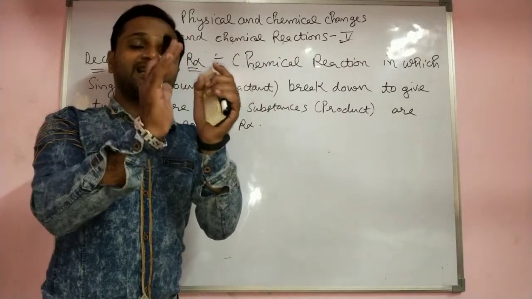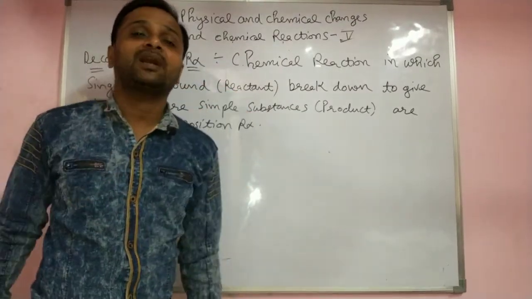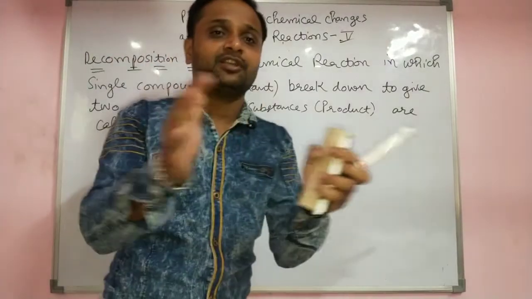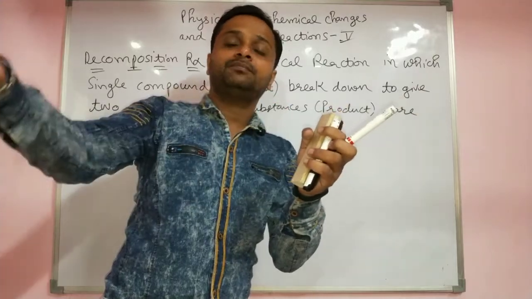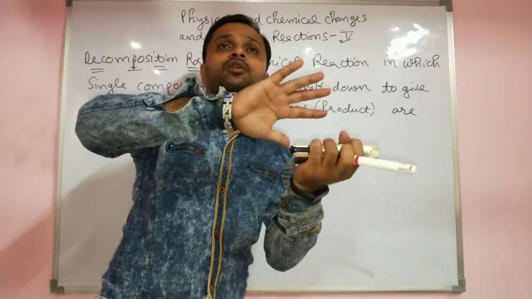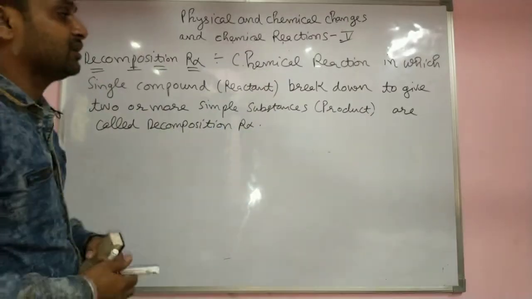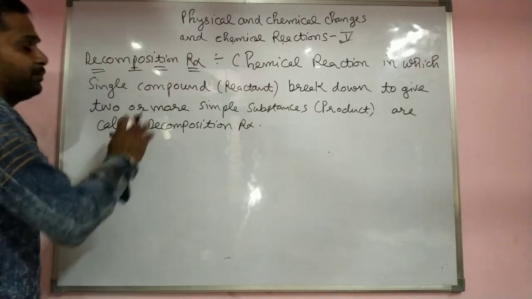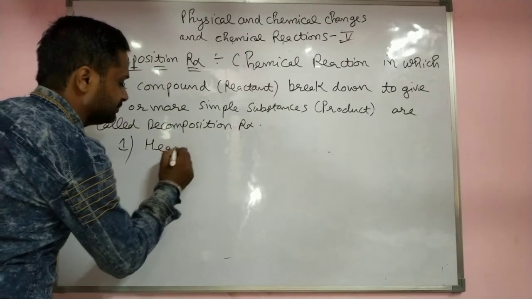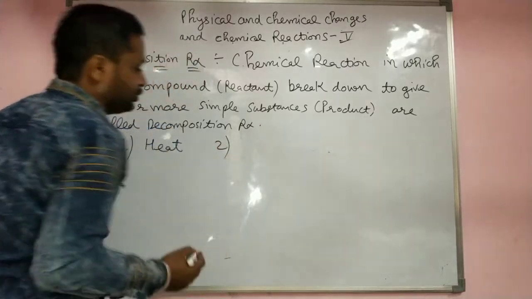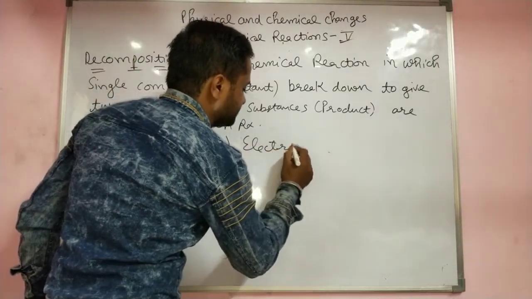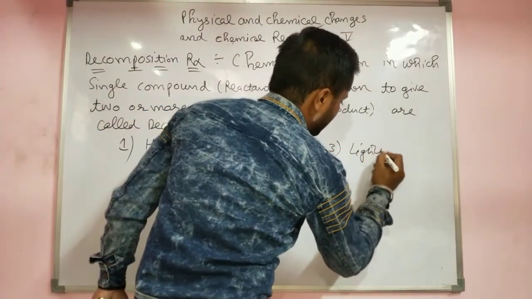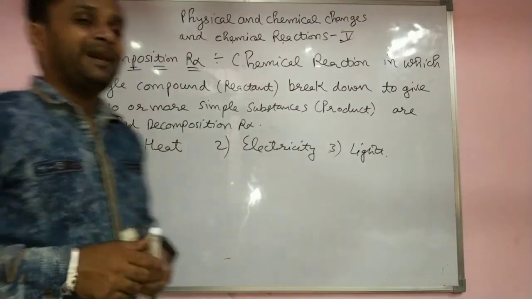When a big reactant molecule breaks into smaller products, that is called a decomposition reaction. Decomposition, not combination. Combination gives the big product, but in decomposition a big compound breaks into smaller products. Decomposition is done in three ways: first using heat, second using electricity, current, and third using light. So we discuss these one by one.